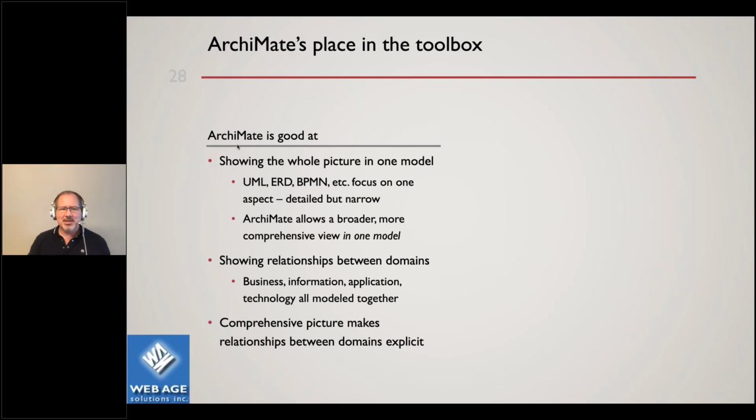And its place in the toolbox, the thing that it's good at, is really being able to have a single notation that allows us to show the whole picture in one model. The tools that we have now, the tools that we're used to, are generally specialist notations like UML and entity relationship diagrams and business process model notation, BPMN diagrams. Now, these are great tools. We're not going to replace them. But these tools, they're very specialized.